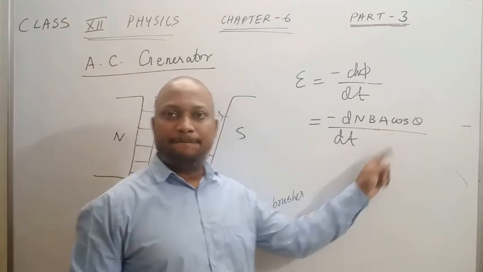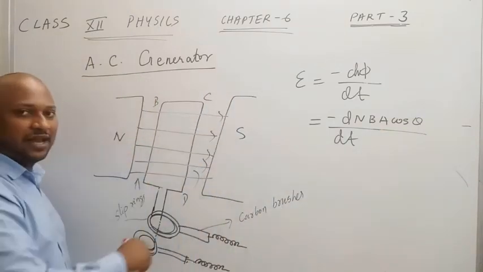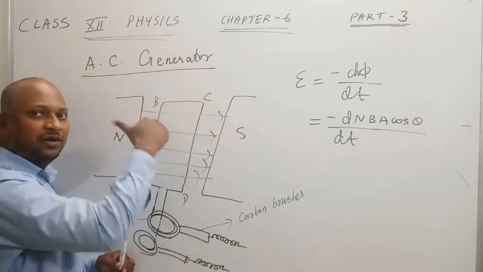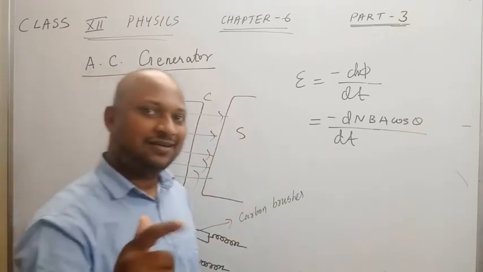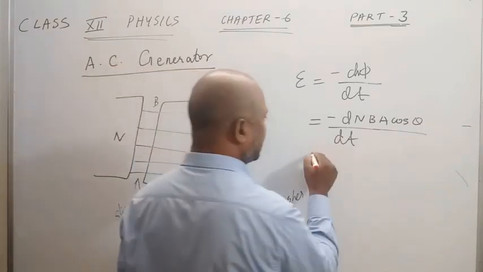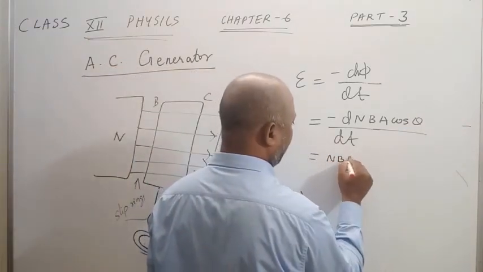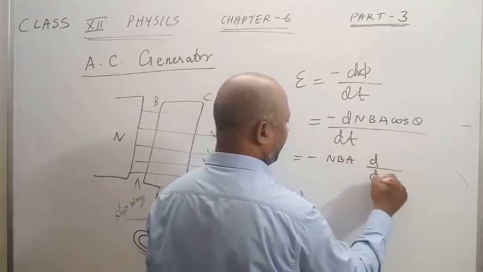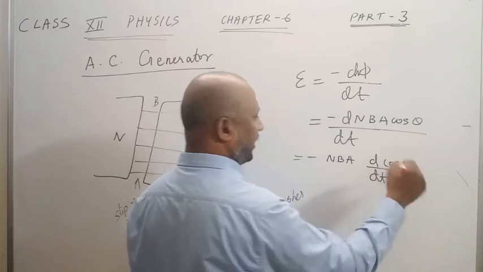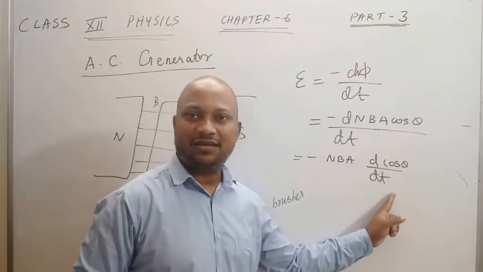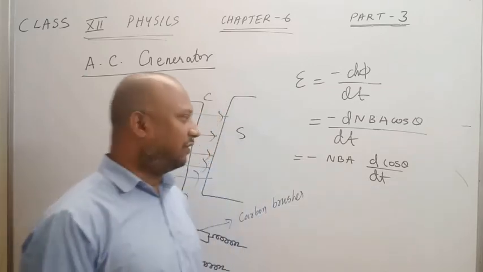The B is in this direction and the area of the loop is in this direction. When you are rotating, the area is not decreasing, but the direction of the area, cos theta, is changing. So cos theta is a variable, so you can write NBA, and you can write even minus NBA d upon dt of cos theta. But here the variable is different. Here is theta and here is t.